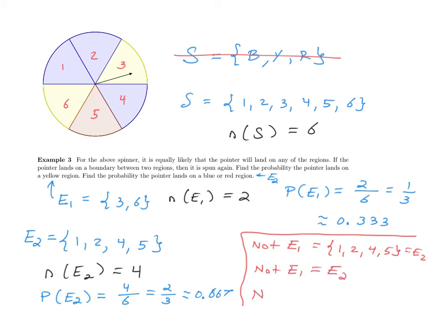What does not E2 mean? So what if this event doesn't happen, meaning we didn't land on a blue or a red region? Well, that means you landed on a yellow region, which is exactly the event E1. Sometimes when computing probabilities, it's nice to consider not the event. In some cases, that can actually be an easier thing to solve for. So we'll expand on this idea in a future lesson.